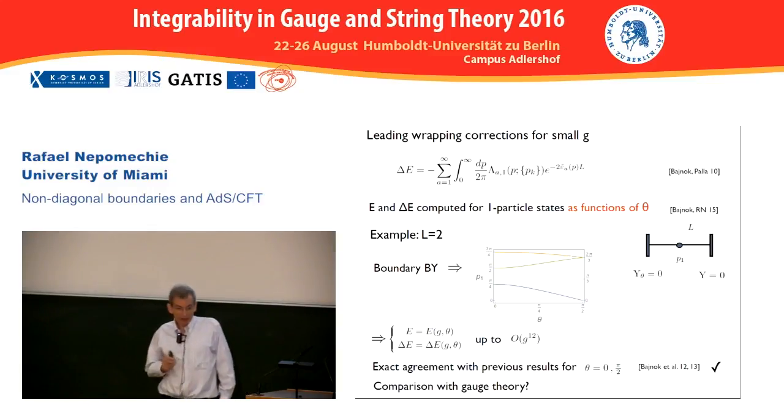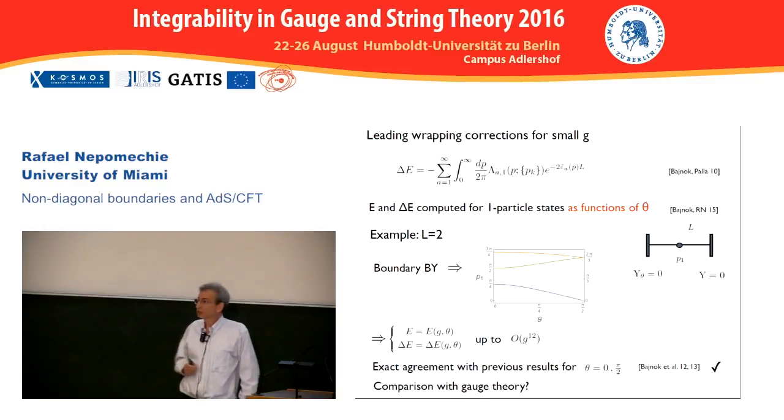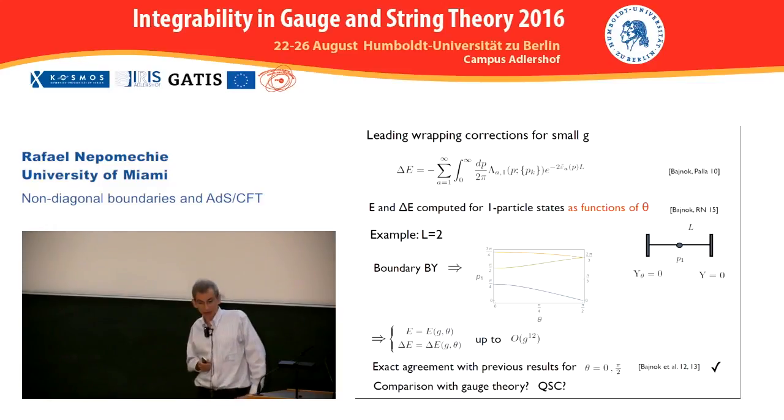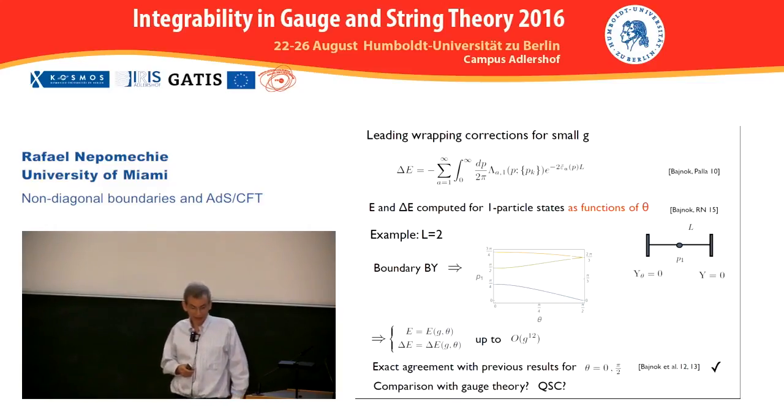So there are still many questions. So one is, can we compare this with gauge theory? So we need someone very strong to do the gauge theory calculation. Also, it would be interesting to see whether this could be obtained using the quantum spectral curve, and then you could presumably go much further than leading wrapping order.